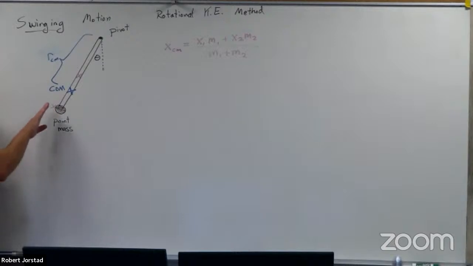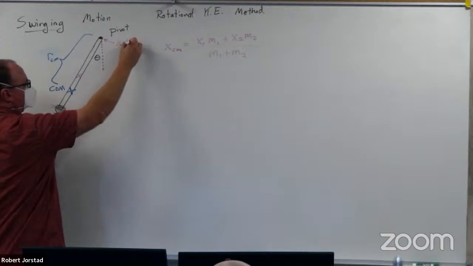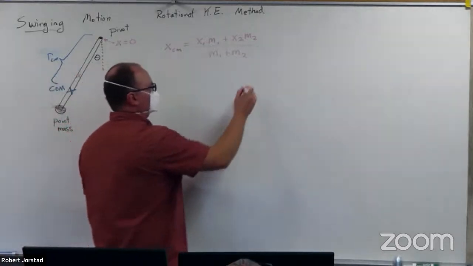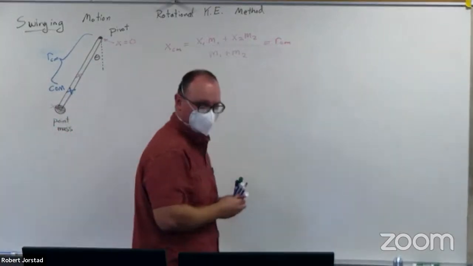And what you do is basically align the x-axis here, and then you'd have to pick a coordinate system. And typically when we do that, we say the pivot is x equals 0. The pivot becomes kind of like your origin. All right? So you could figure out the radius of the center of mass. I'm confident you can do that.